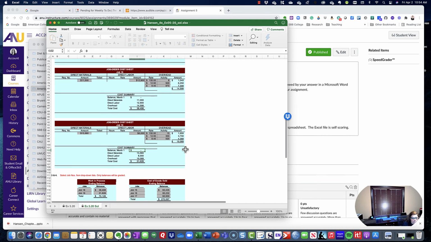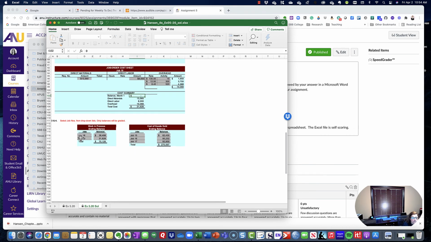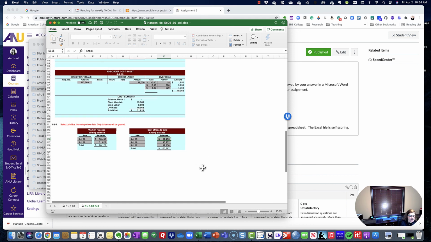There's no beginning balance. Basically what you're doing here is adding what's in your work in process, which is the last two amounts here, because these are in work in process. Then jobs 15, 16, and 17 are the ones that go into the cost of goods sold, into our income statement. So I hope this helps that review.